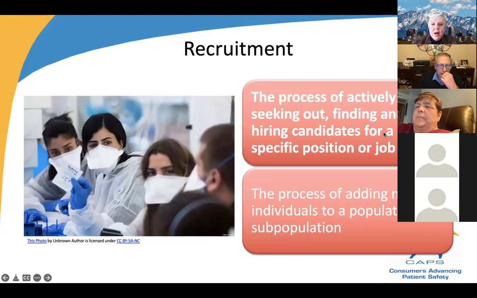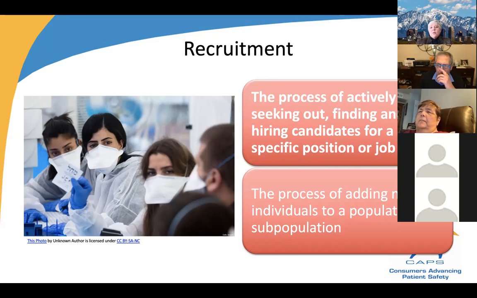Let's talk about what is recruitment. Recruitment is something that you will be doing if you have a PFAC, and it is the process of actively seeking out, finding, and hiring candidates for a specific position or job. Now, you may not think of it in terms of hiring, but really that's what you're doing. It's very similar to the HR process of finding people.